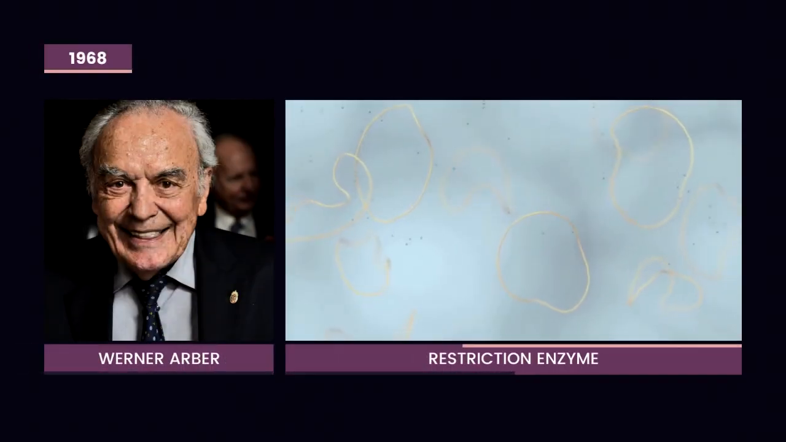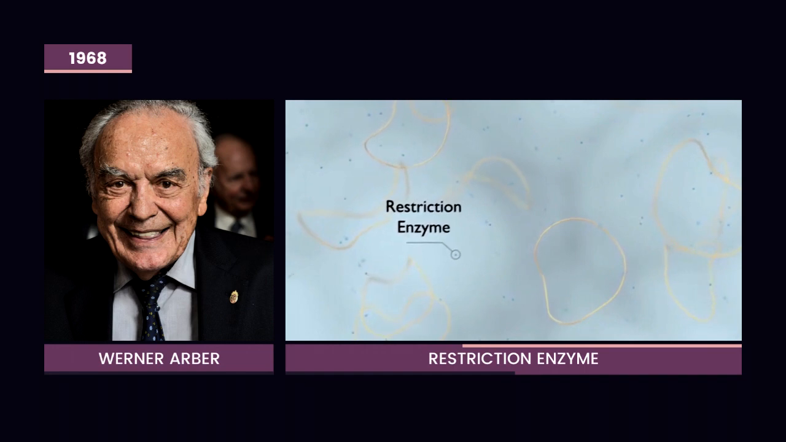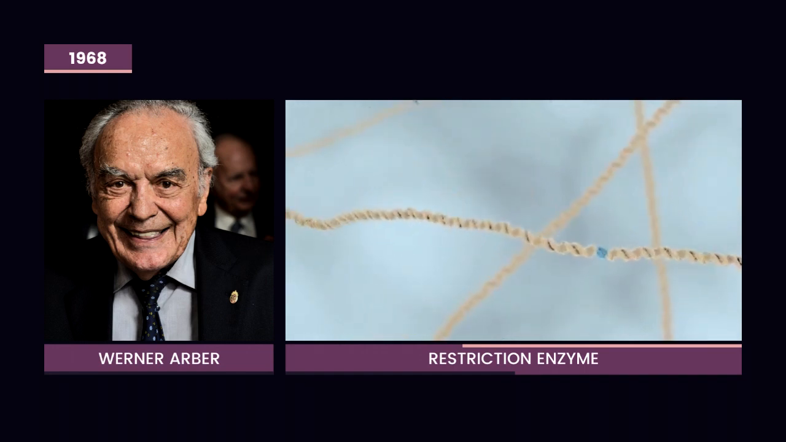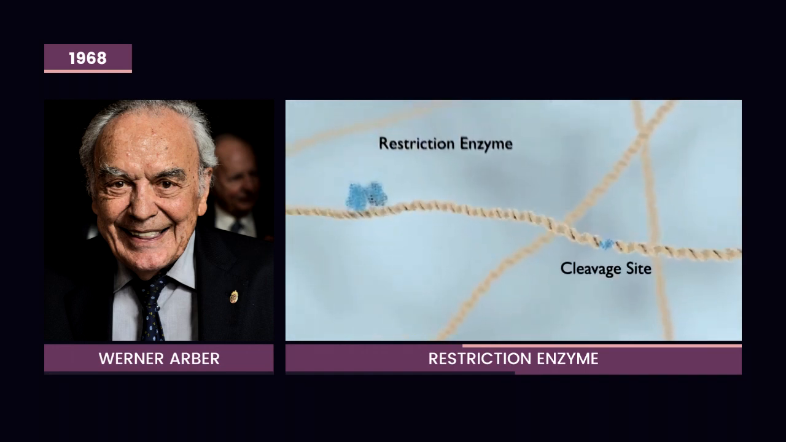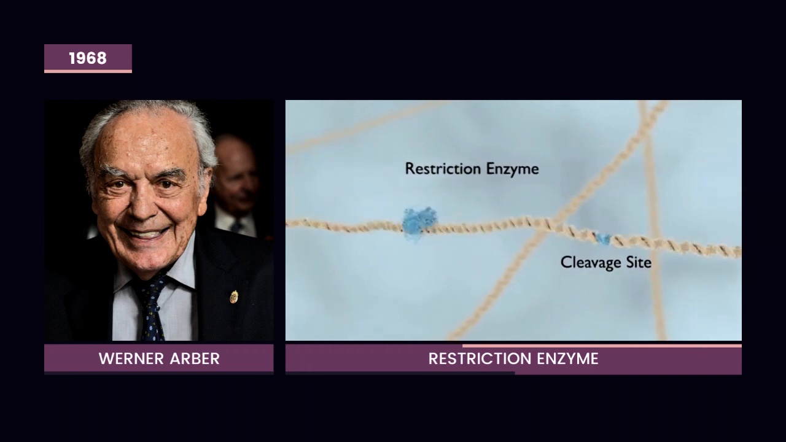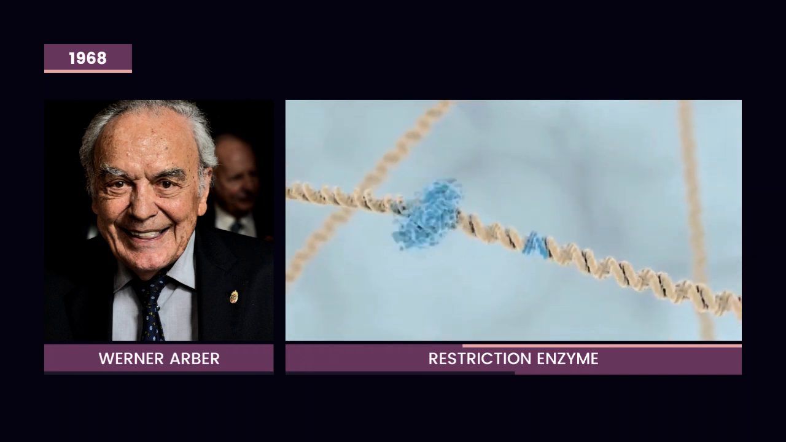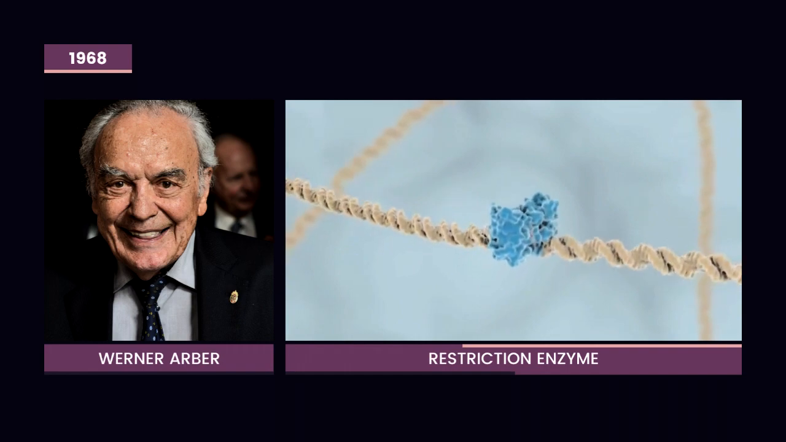In 1968, Werner Arber discovered special enzymes called restriction enzymes. Restriction enzymes, which recognize and cut specific DNA sequences, are used to cut open a plasmid in preparation for the insertion of a gene.